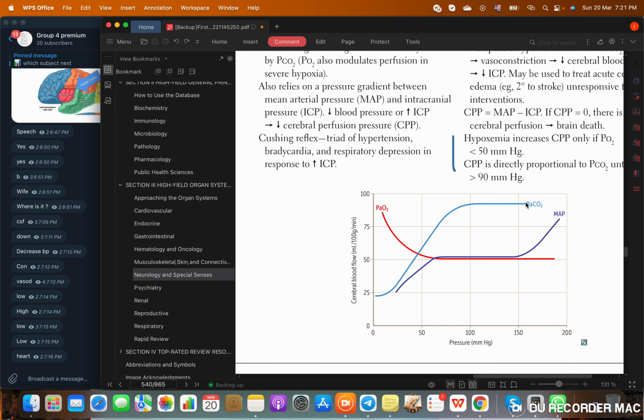In case of hyperventilation, what I'm doing, I'm reducing the PaCO2, correct? In case of hyperventilation, so what is going to happen? Less blood flow to the brain.